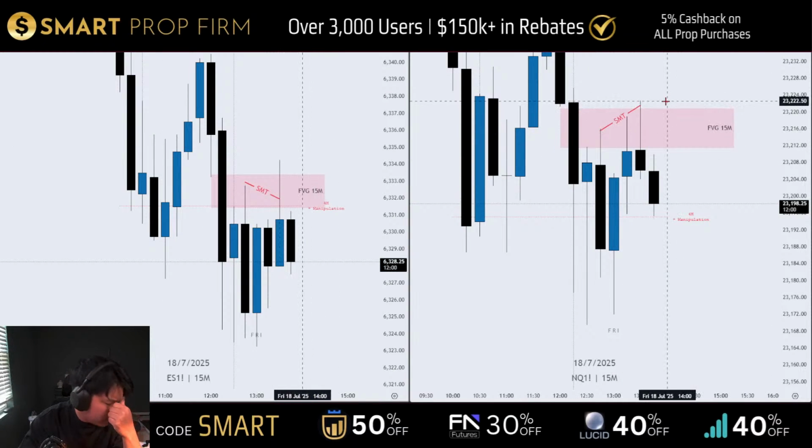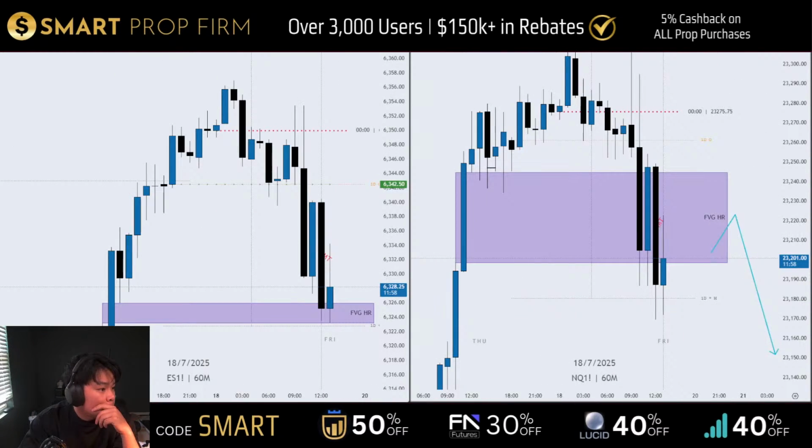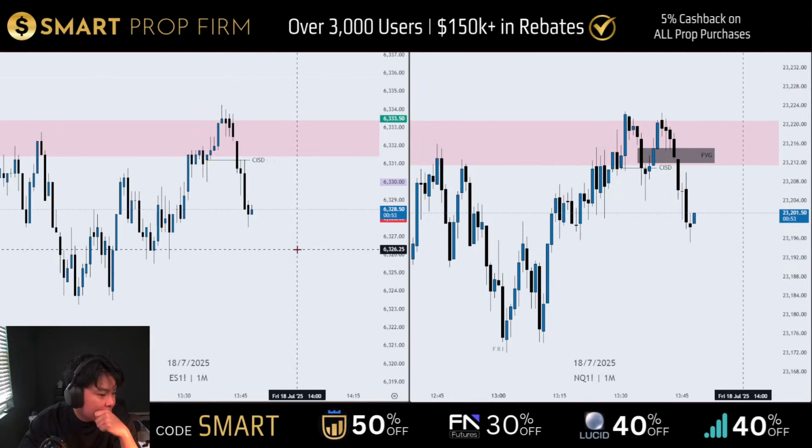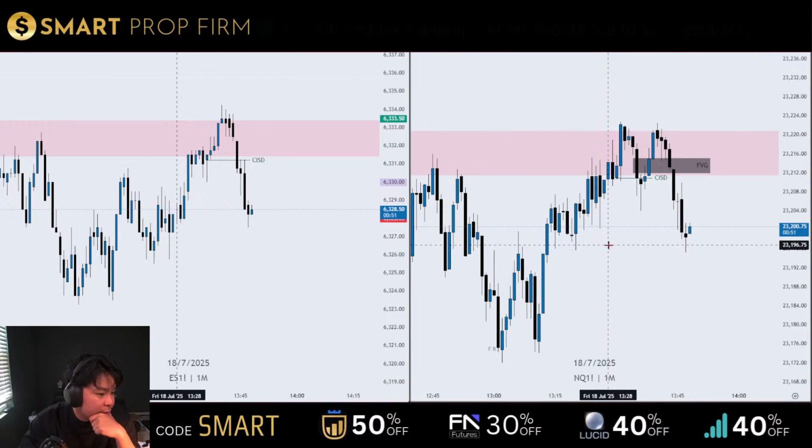Yeah, so the 15 minutes is still bearish order flow. It's going to come back up. I'm going to watch very closely to see if we can get an entry somewhere here.